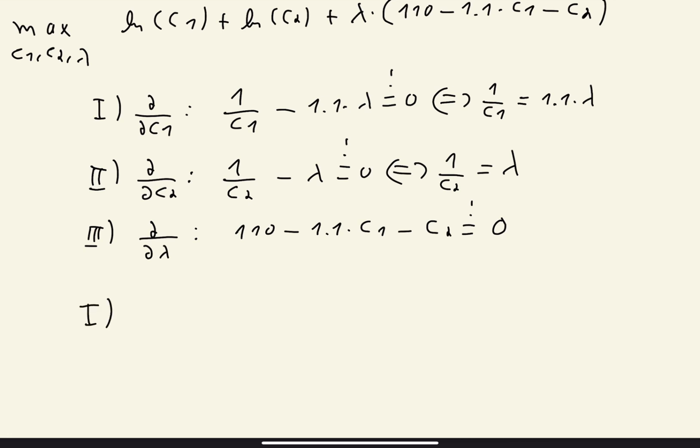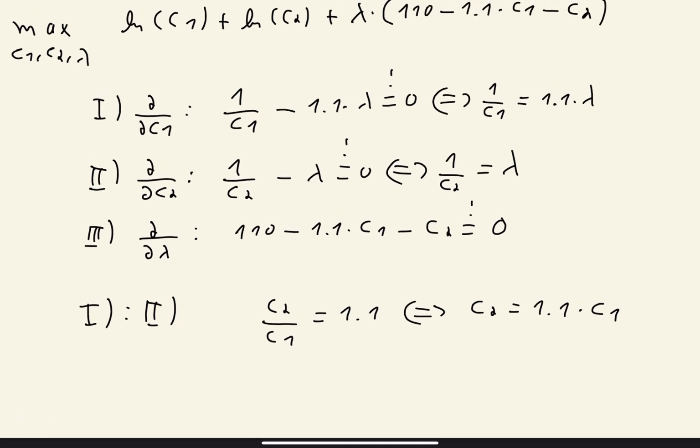So I will write it down like this. I think I've shown you this kind of method before. So if we do this, what we have is C2 divided by C1 is equal to 1.1, and therefore if we rearrange this, we get C2 is equal to 1.1 times C1. Okay, so for every unit of consumption in the first period, you consume 1.1 times this amount in the second period.